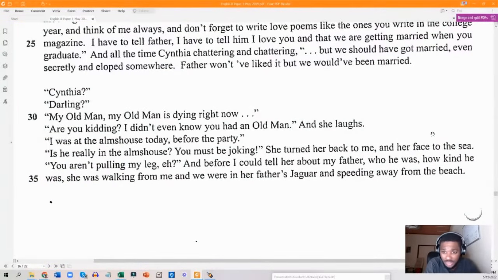Cynthia, darling, my old man is dying right now. Are you kidding? I didn't even know you had an old man. And she laughs. I was at the almshouse today before the party. Is he really in the almshouse? You must be joking. She turned her back to me and her face to the sea. You aren't pulling my leg, eh? And before I could tell her about my father, who he was, how kind he was, she was walking from me, and we were in her father's Jaguar and speeding away from the beach.